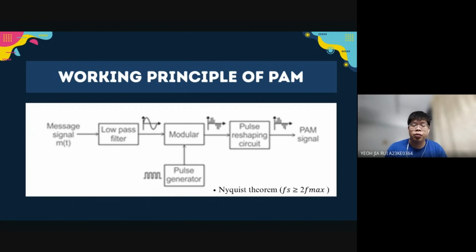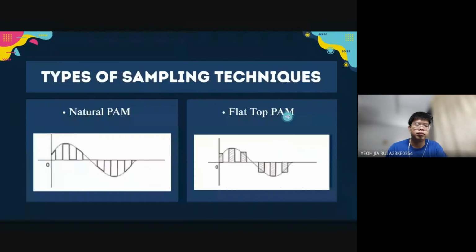So we use a high frequency carrier signal of pulses and adjust the heights to match our original message. Essentially, we are turning a continuous wave into a series of stepping stones that follows its path. And there are two different types of sampling techniques, the natural PAM and also the flat-top PAM.